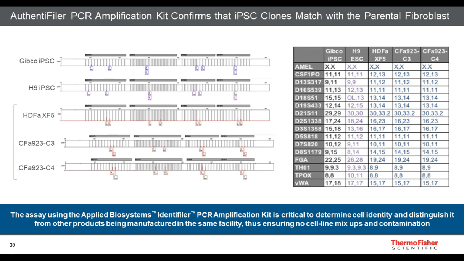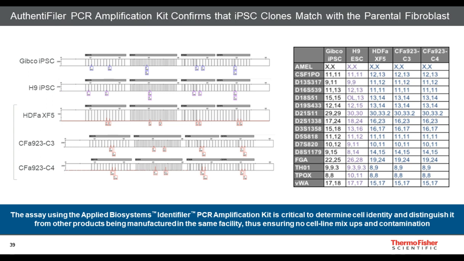So in this example, we use the Identifiler PCR amplification kit to confirm that the iPSC clones match with the parental fibroblast. So at the top, we have just a research use only GIBCO PSC. So we help support labs by providing pluripotent stem cells for some of their research use as a positive control. We also have the H9 iPSCs that are available, and we've compared those. And then we took the fibroblasts with 2 of our clones and showed that those are indeed from the same fibroblast donor. So as you can see on the right, obviously our 2 controls did not match, thankfully, and did not have any contamination in our clone. And then we show that our fibroblasts and our clones are from the same individual.